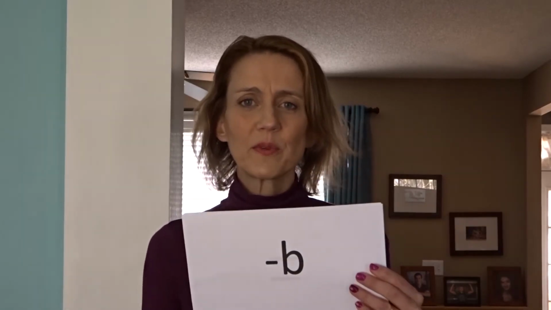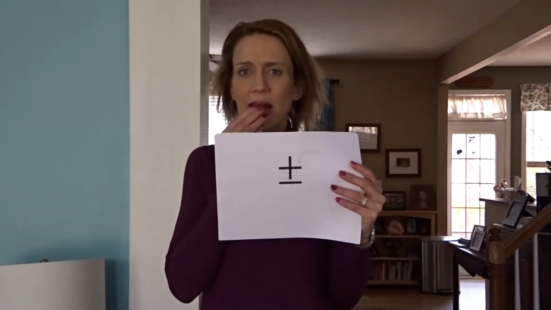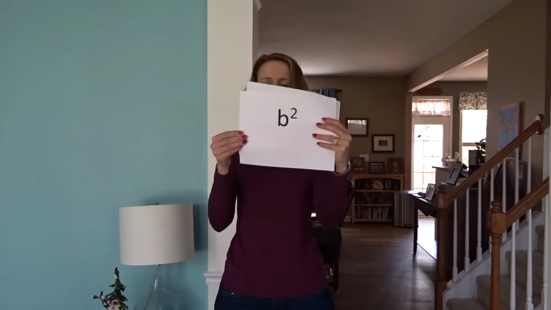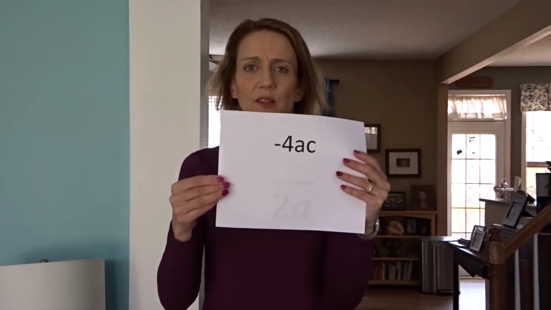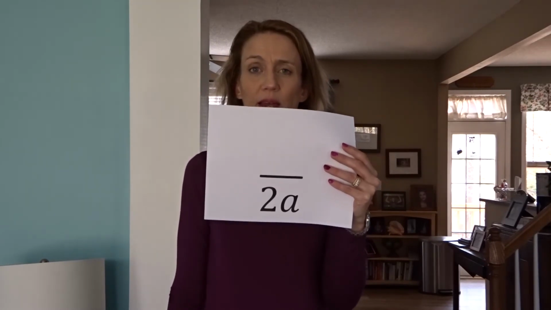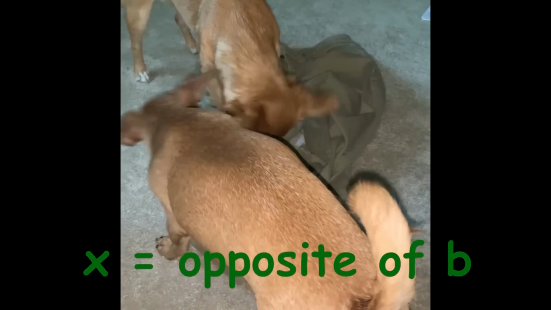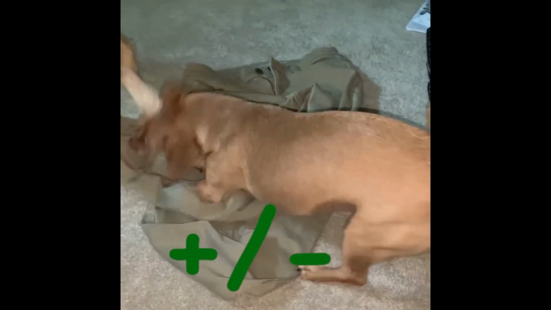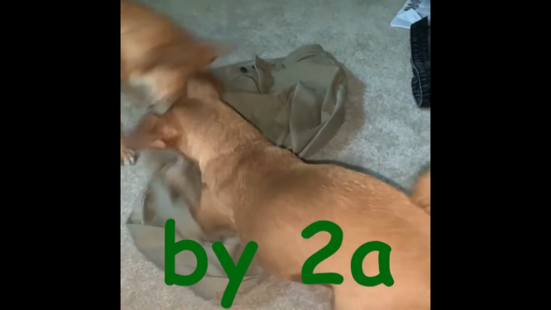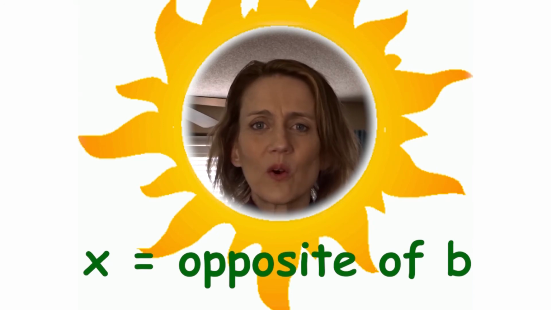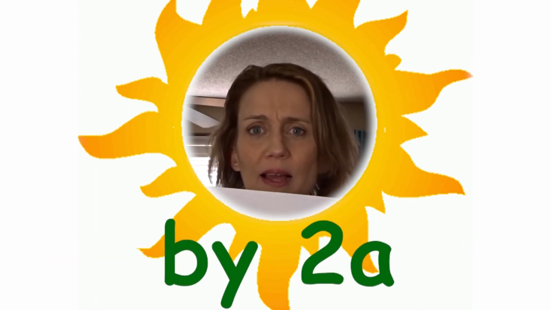x equals opposite of b plus or minus square root b squared minus 4ac all divided by 2a.